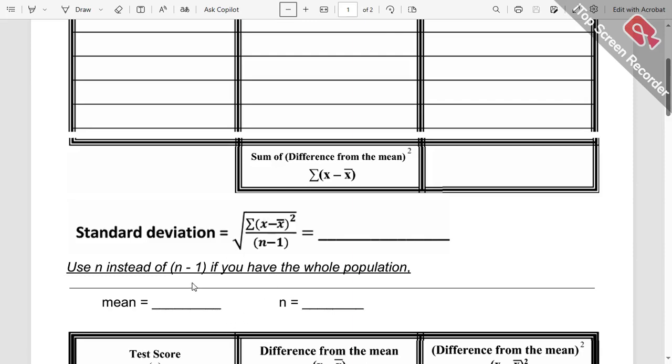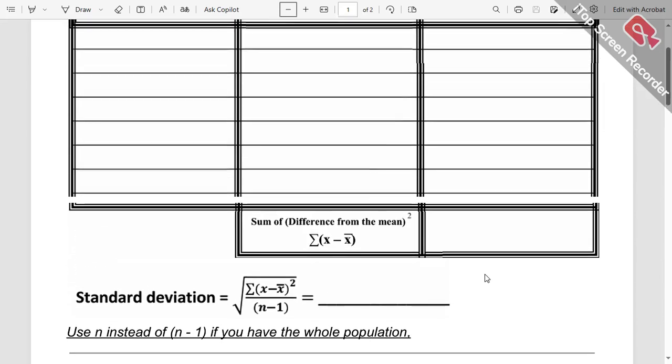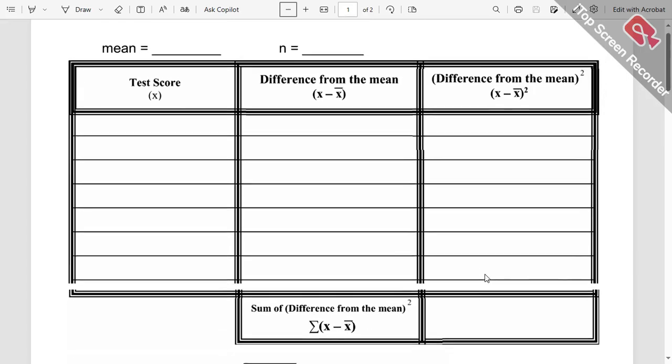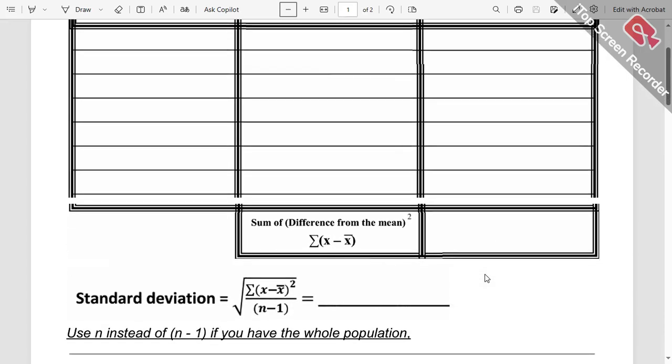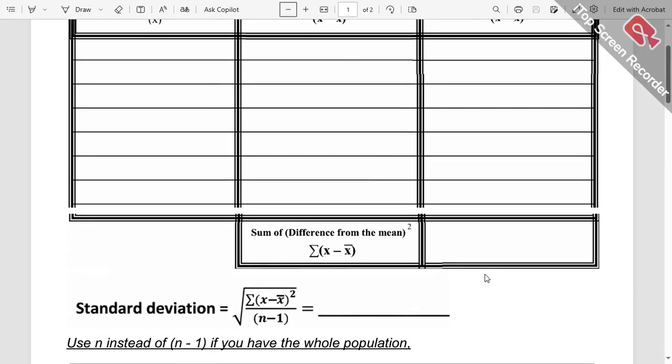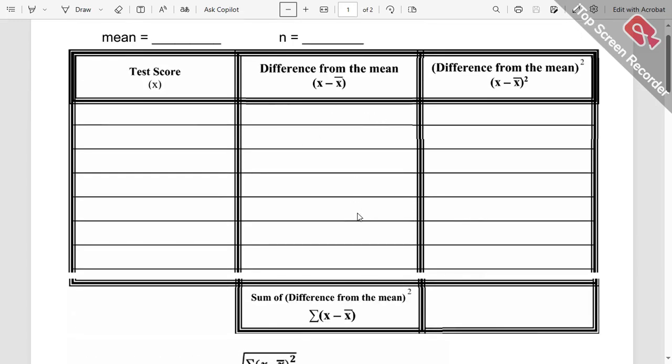We'll go over this in a moment, but you're going to use n minus 1 if it's just a sample, and you're going to use n in the denominator if you have the whole population. All right, so we'll get to that later. But like I said, you might want to construct a table like this, and then you could have everything organized.